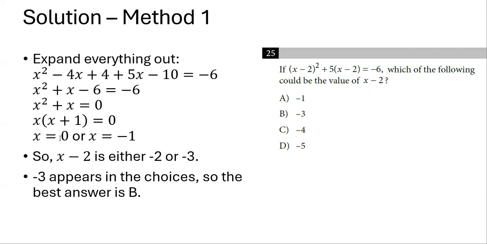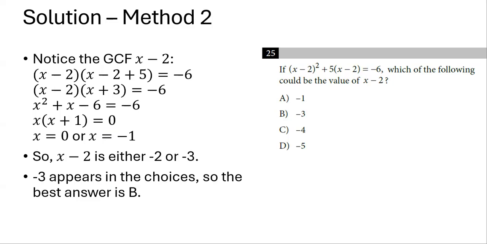If x is 0, then x minus 2 is negative 2. If x is negative 1, x minus 2 is negative 3. So we see minus 3. Let's pick that. The answer is B. All right, that's one way to solve it. It's not too bad. Here's a different way to solve it.